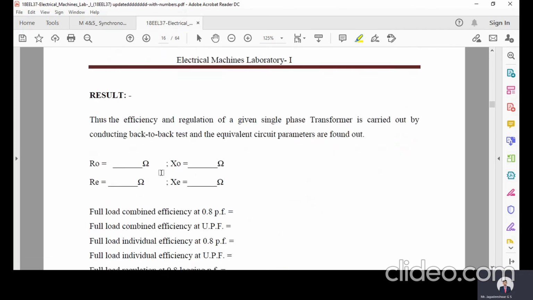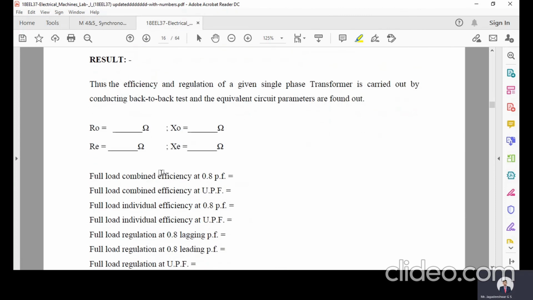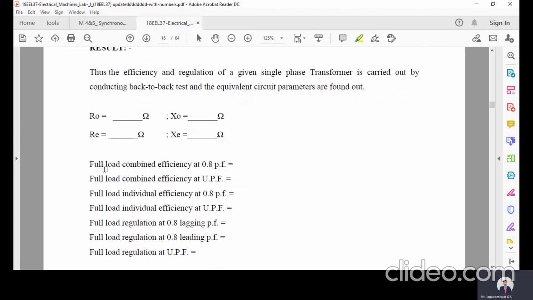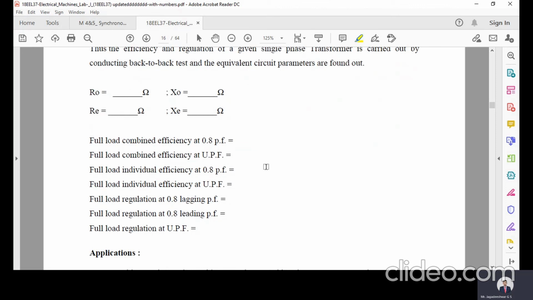We'll go to the conduction of the experiment, and I will show you how to take the readings. Finally, you can enter the results. This we are not calculating here as we did in the SC/OC test. We'll calculate only full load combined and individual efficiency for different power factors. You can enter these values.